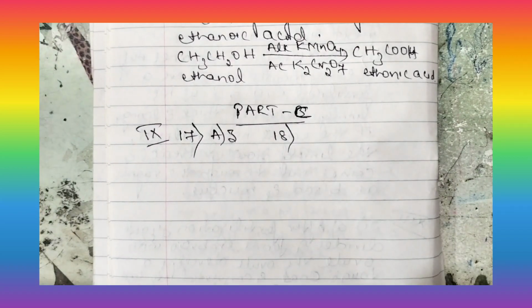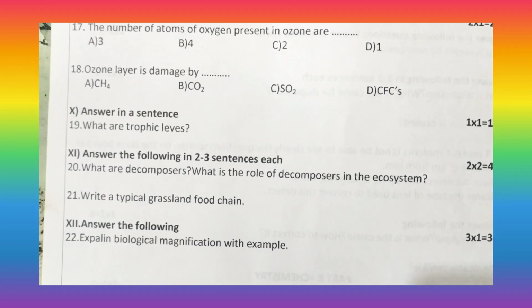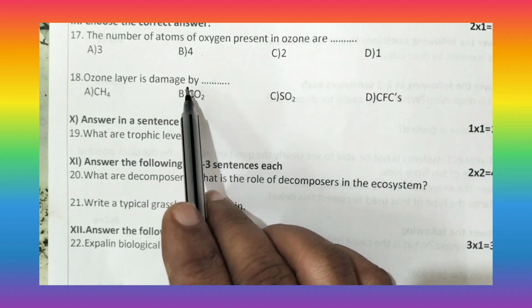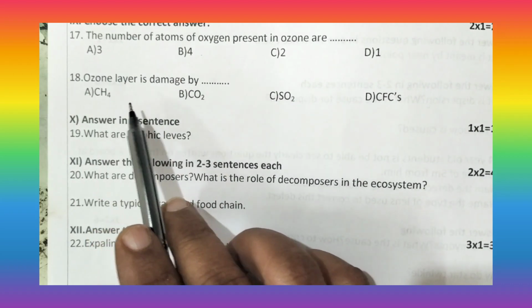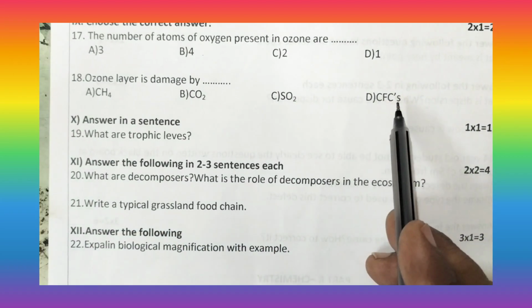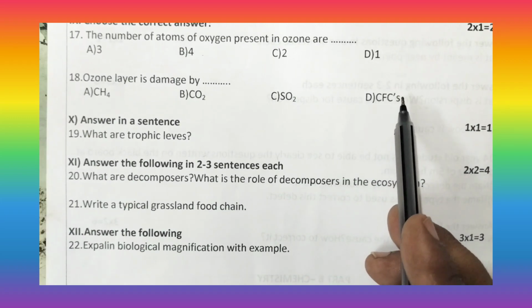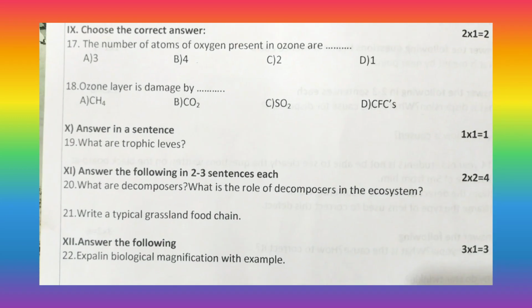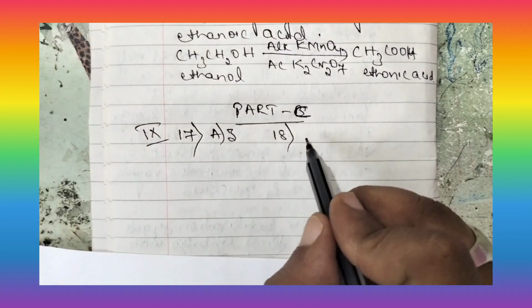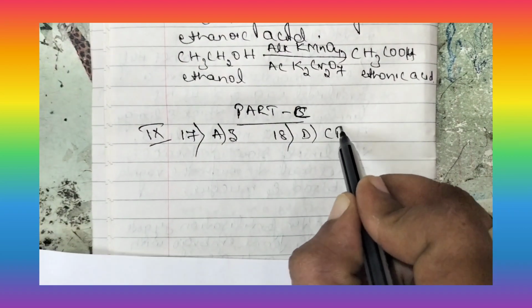Now let us move to the 18th question. In the 18th question, the ozone layer is damaged by CH4, CO2, SO2, CFCs. That is CFC. The right answer for this question is that the ozone layer is damaged by CFC.